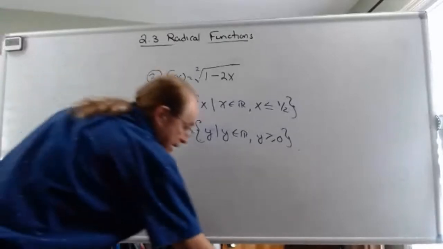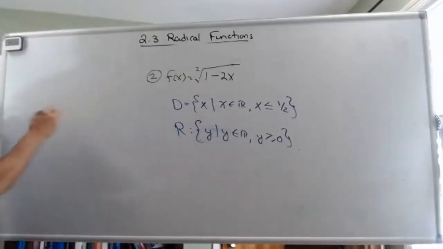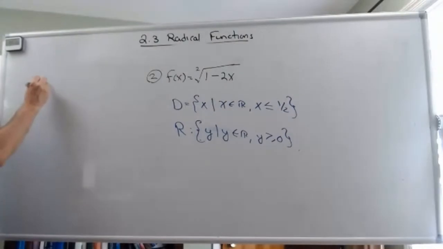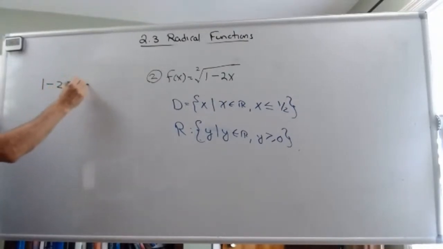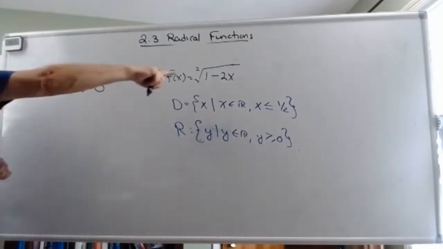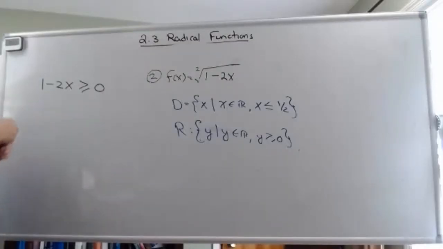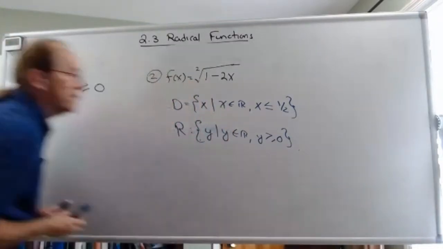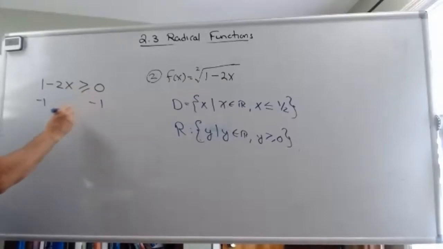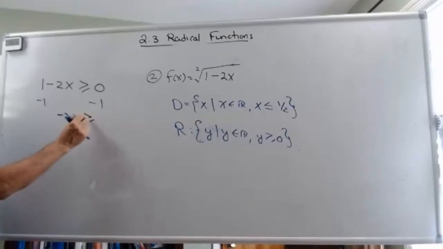Just like in the previous one, I take the radicand, what's under the radical, and I want to make that non-negative. It has to be always positive. Whatever's under there, I want to make it positive. So let's go and solve this. So what might I do? I might subtract 1 from both sides. I'll subtract 1. This gives me negative 2x is greater than or equal to negative 1.